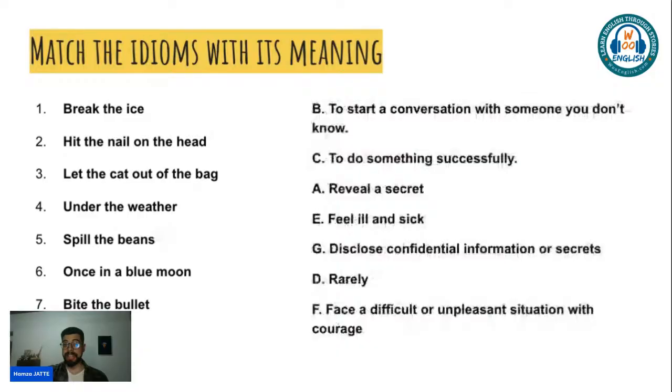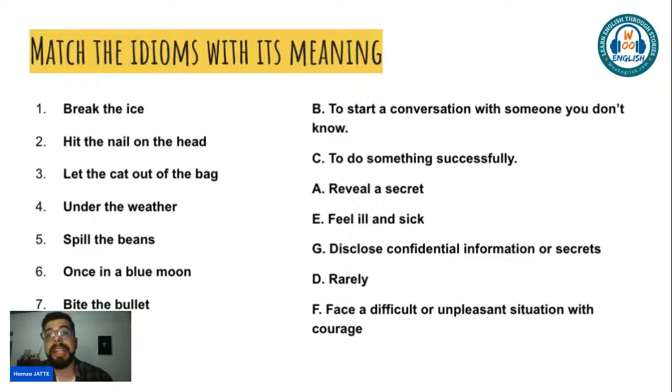Let's check. All right. So break the ice is to start a conversation with someone you don't know. It's like there is ice between you guys and you break it. To hit the nail on the head is to do something successfully. So if someone does something successfully, you say, hey, you hit the nail on the head. Let the cat out of the bag. Let the cat out of the bag is to tell a secret you are not supposed to say.